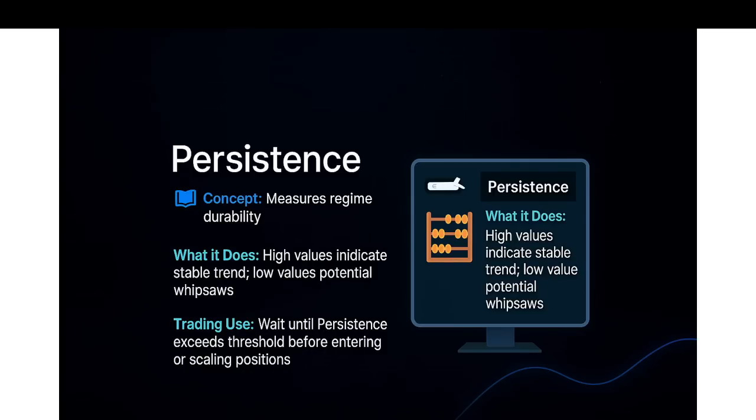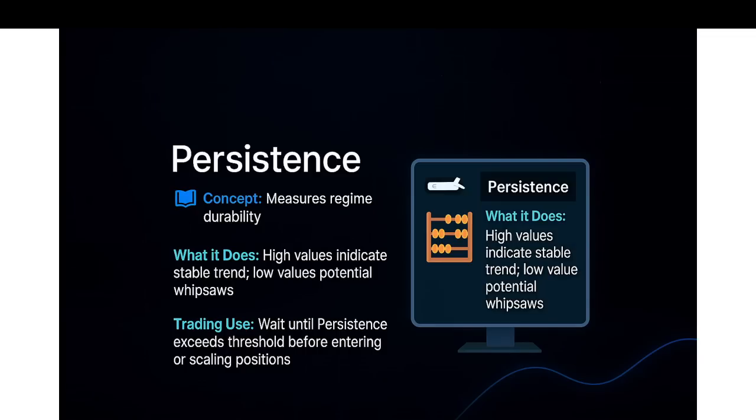The next factor or metric which we see is called persistence, which is also regime strength or regime durability. Persistence tells you how sticky a regime is. Regime means whether it is an expanding volatility regime or a compressing volatility regime. Persistence means regime durability. So it tells you how sticky a regime is.